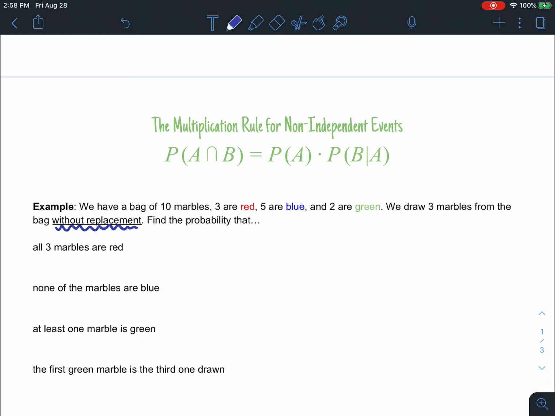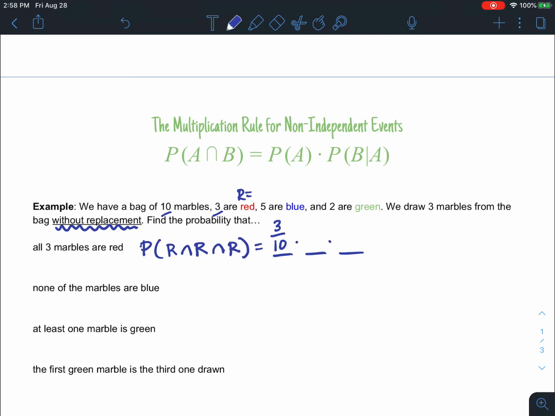It says, find the probability that all 3 marbles are red. Let's let red be R. So the probability that I get a red and a red and a red, just like before. Setting it up, I know I'm going to be multiplying. This is still the multiplication rule. So I draw a marble out. What's the probability that it's red? Well, 3 out of 10, right?